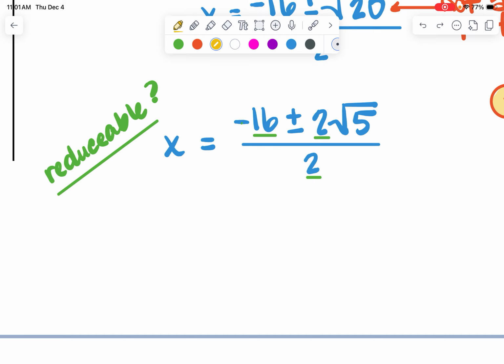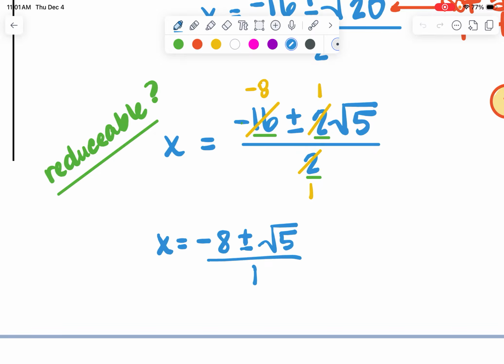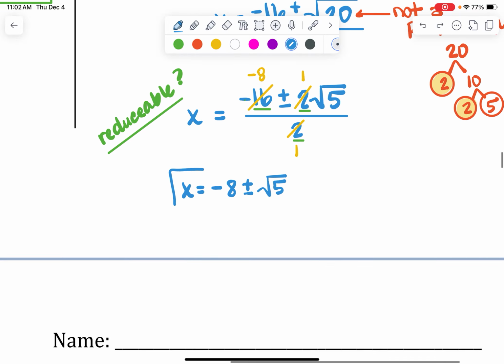But if I can, then I do need to reduce. And it does look like all these numbers have a 2 in common. So that means I can reduce this negative 16. It's going to turn into a negative 8. 2 goes into 2 once, and then 2 goes into 2 once. All right, so I'm going to rewrite now what I have. I have negative 8 plus or minus 1 root 5, which is just root 5. You can write the 1 if you want to. And then I don't need to put the denominator of 1 because it's understood to be there. So these are my answers, right?